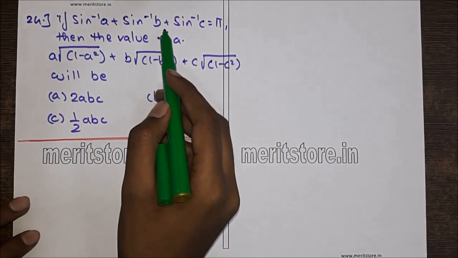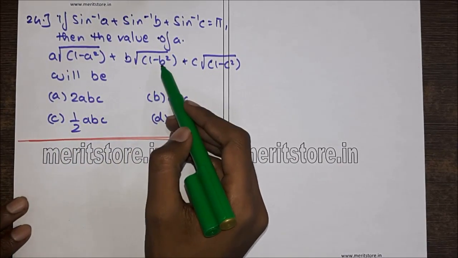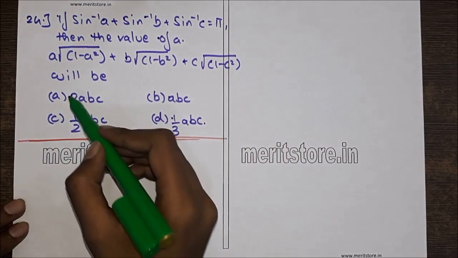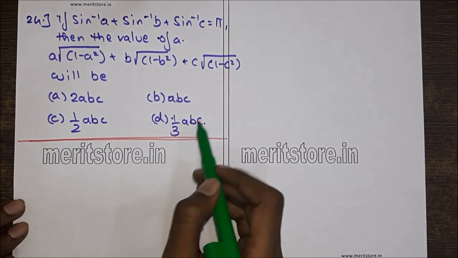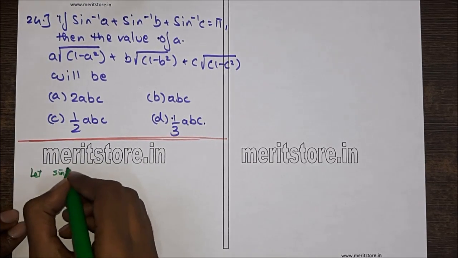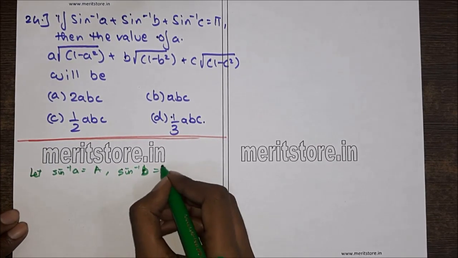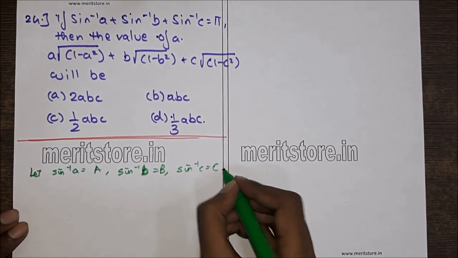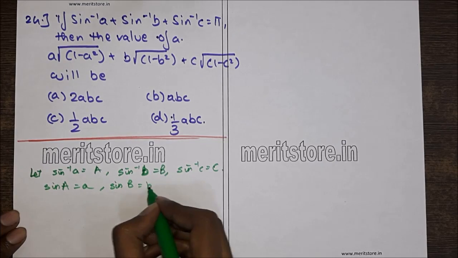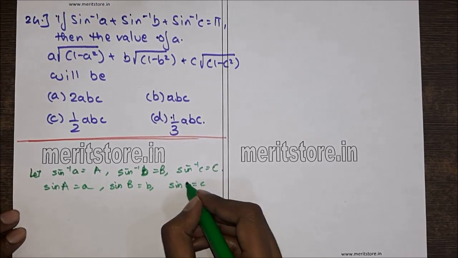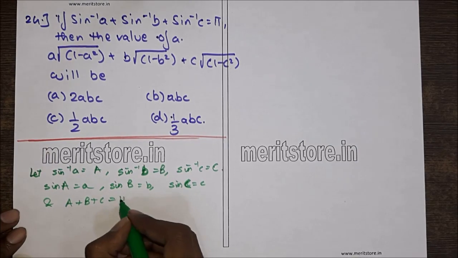If sine inverse of A plus sine inverse of B plus sine inverse of C is pi, then the value of A root of 1 minus A square plus B root of 1 minus B square plus C root of 1 minus C square will be option A 2ABC, B 2 by ABC, C half ABC, D 1 by 3 ABC. So let sine inverse of A be capital A, sine inverse of B be capital B, and sine inverse of C be capital C. So sine A is small a, sine B is small b, and sine C is small c. And A plus B plus C is pi, that is property of a triangle.